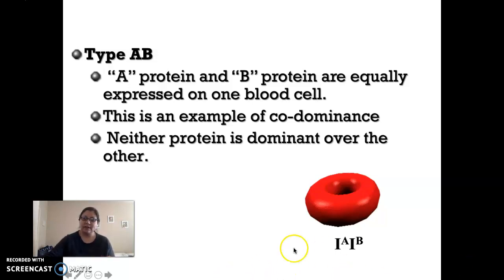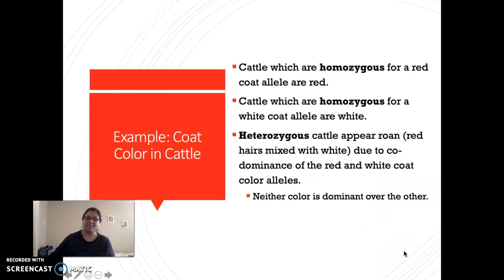You can see right here, it's big I, big A, big I, big B to show that you have both of those alleles. When this person is reproducing during meiosis, they can give either a type A allele or a type B allele. So they can have children with type A blood and children with type B blood. It depends on what the other parent is.